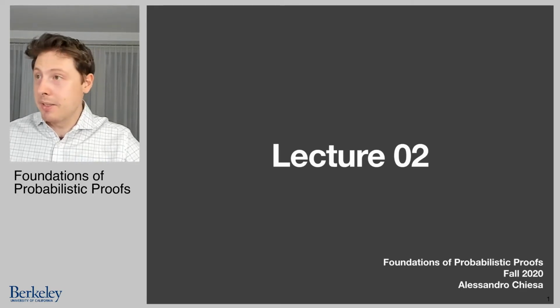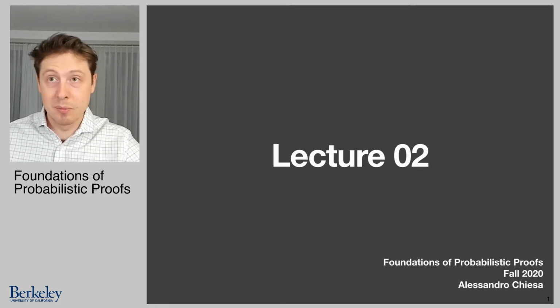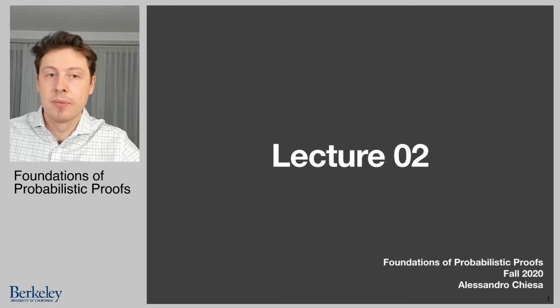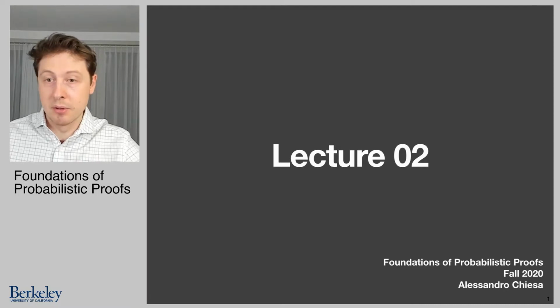So as a recap, last time we looked at the notion of mathematical proofs. We saw how to extend them to the notion of interactive proofs. We saw an example of an interactive proof for graph non-isomorphism, for which we do not have classical mathematical proofs. So that's interesting. It's a non-trivial interactive proof.